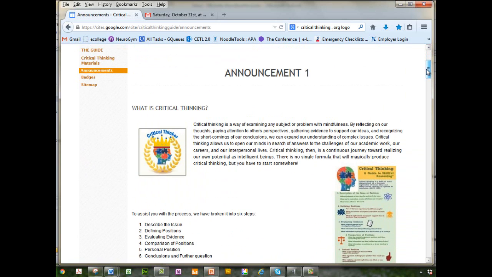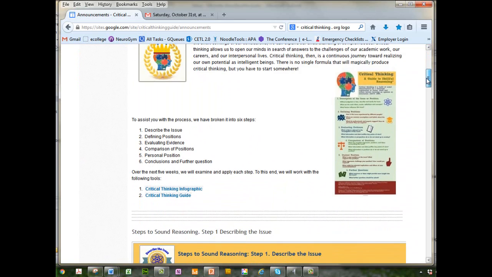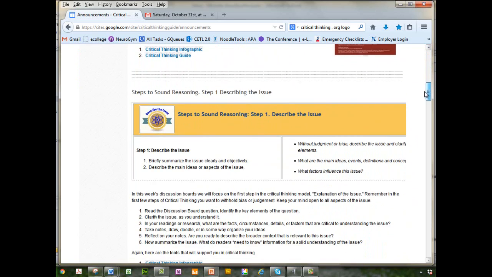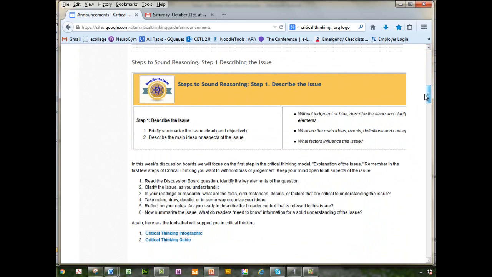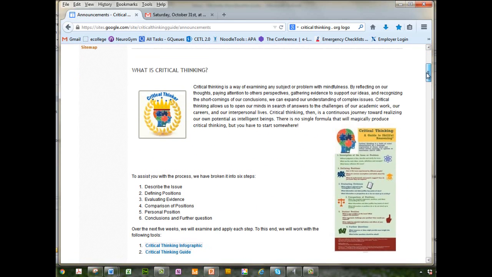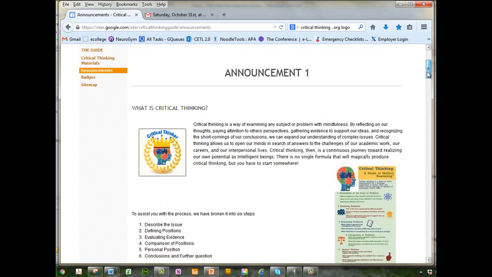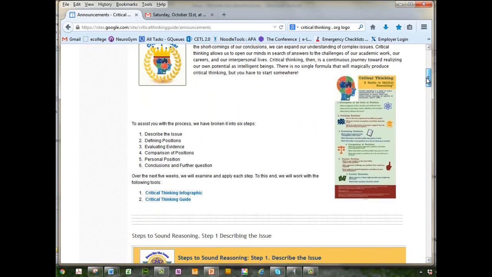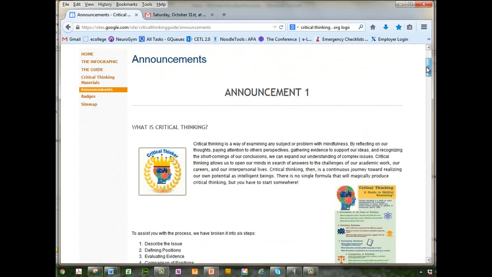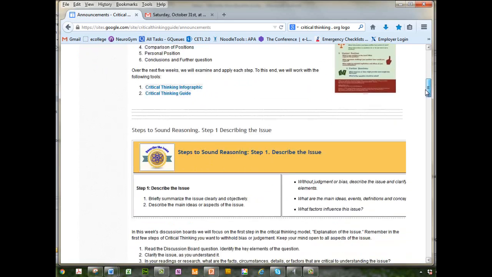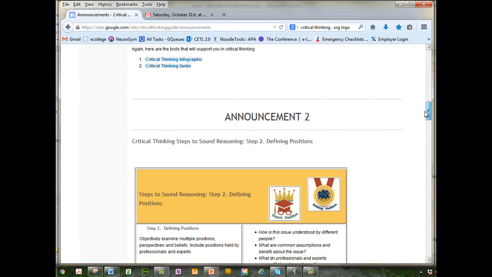So in week 1, we have what is critical thinking, introducing it, and then we have step 1, describing the issue. This was posted in the week 1 announcement, but also these were posted in the first posting of each week in the discussion boards. So not only did students receive this information in their announcements, but they also received it in week 1 of each discussion board.